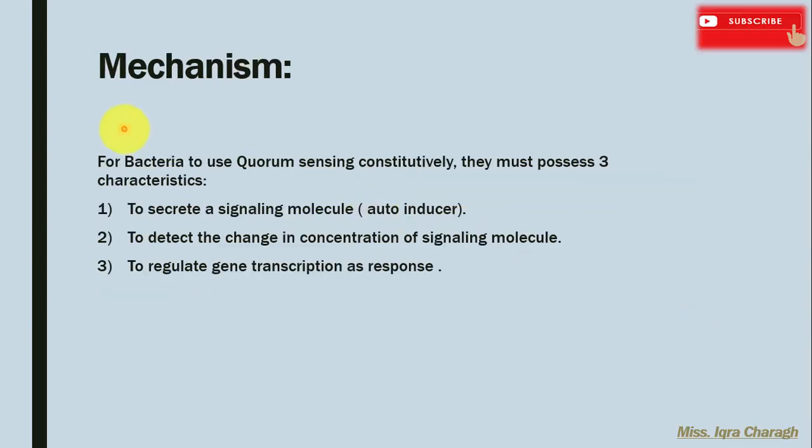Now we see what the mechanism of quorum sensing is. There are three main steps of the quorum sensing mechanism. First, to secrete a signaling molecule, also known as autoinducers. Second, to detect the change in the concentration of signaling molecules. And the last one, to regulate gene transcription as a response.